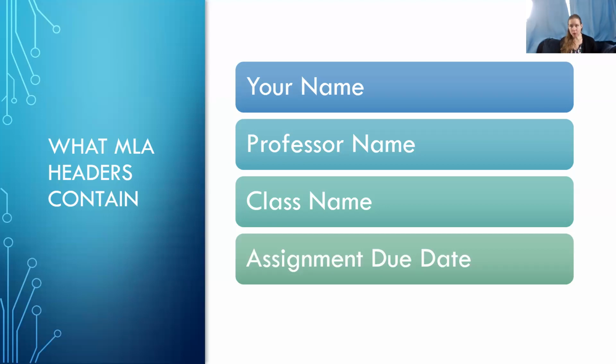Your MLA header will contain the following items in this exact order: your name, professor name, class name, assignment due date. Note that the last item says assignment due date, not the date of completion. That means that you have to put the day the professor has assigned it as due, even if you're completing the work early.